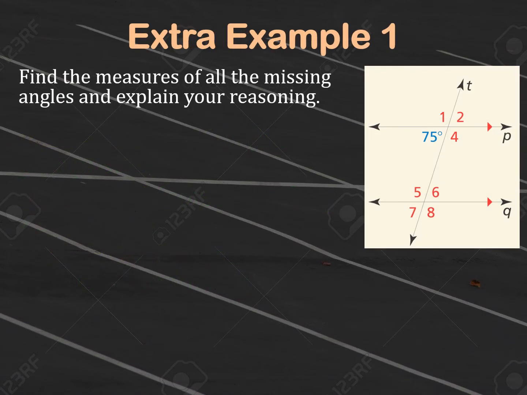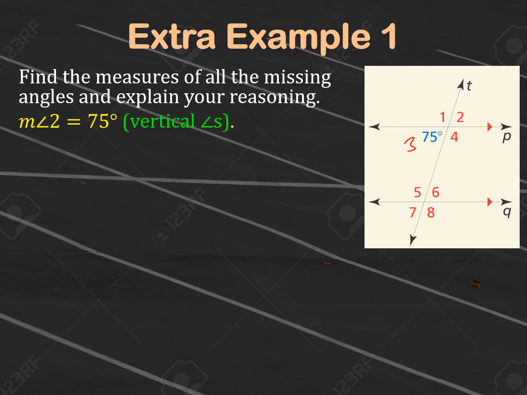Now, extra example 1. Find the measures of all the missing angles and explain your reasoning. So I'm going to call this angle, angle 3. That's a 75-degree angle, and we're going to try to find the measures of all the missing angles, 1, 2, 3, 4, 5, 6, 7, 8, but not just that, explaining why those angles are what they are. And on the test, it's not just finding the measures of the angles, you're going to have to explain why they are either congruent or supplementary.